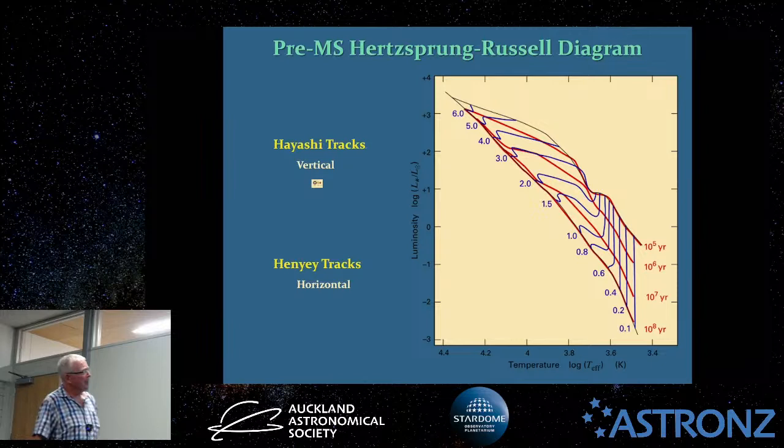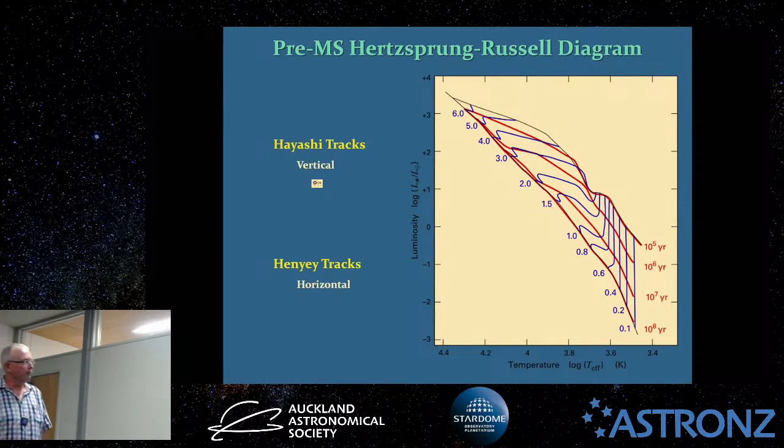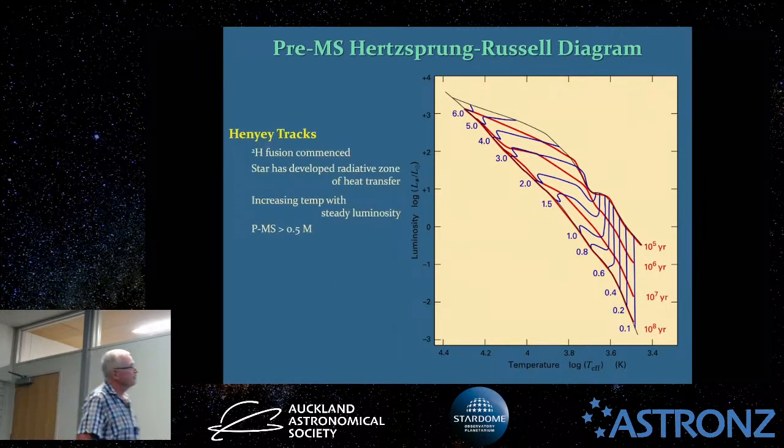So that's the Hayashi tracks. I don't mean to blind the newbies, just have a listen to this, but it's for the more technically minded. How about the Henyey tracks? These are the horizontal ones, and you can see here where the temperature of the star is starting to rise.